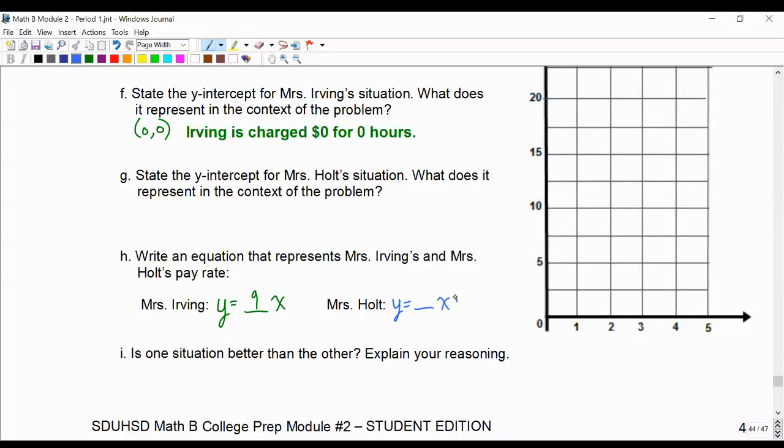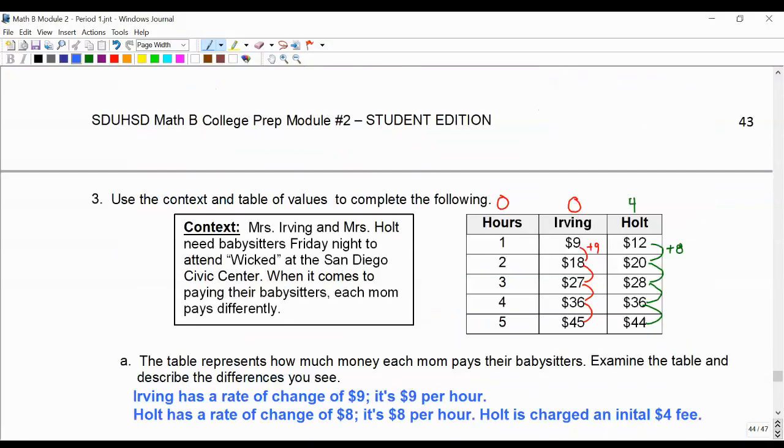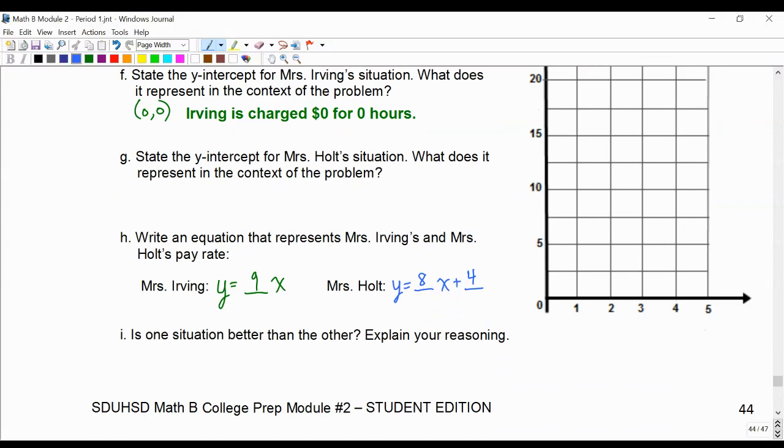Think block patterns where there is a stage 0. And that's because there is a flat fee of $4 and an hourly rate or rate of change of 8. All right, and so there's that hint. The y-intercept for Holt was 0, 4. Let's make sure also, I'm going to go back up to the top. Okay, we do have that right. Holt was initial of $4 and $8 per hour.